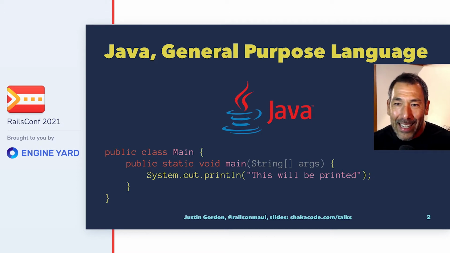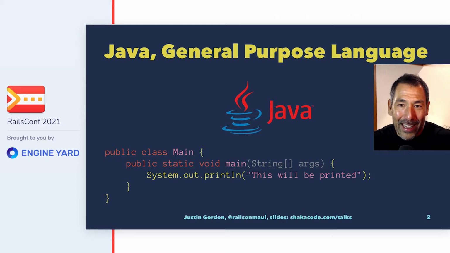So how in the world did I get to Ruby on Rails? For many years before Ruby on Rails, I did Java code. Java is known as a general purpose language. And what is a general purpose language? It's a language you can do pretty much anything with. That's as opposed to a DSL, a domain specific language, which we're going to talk about.